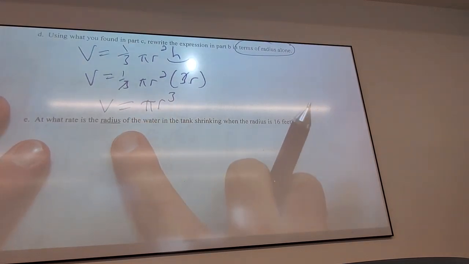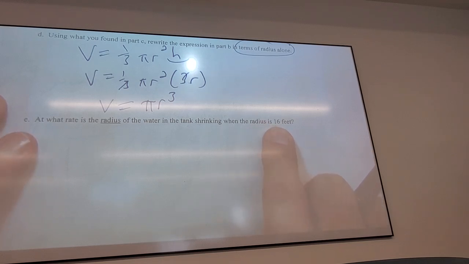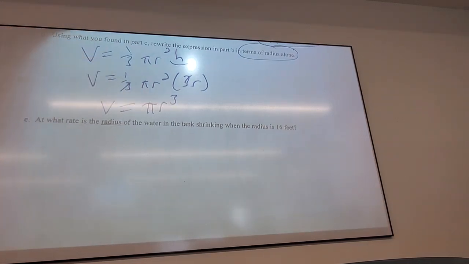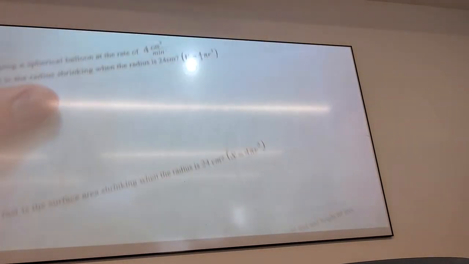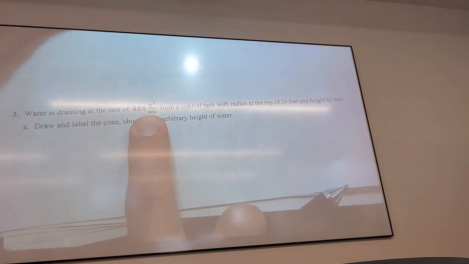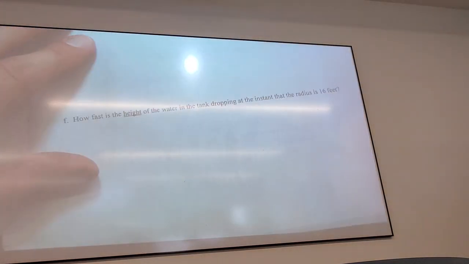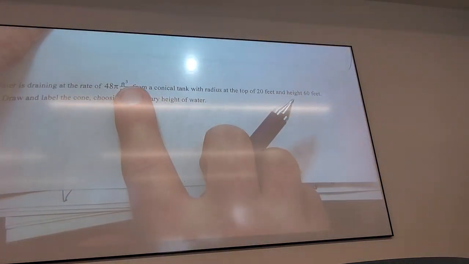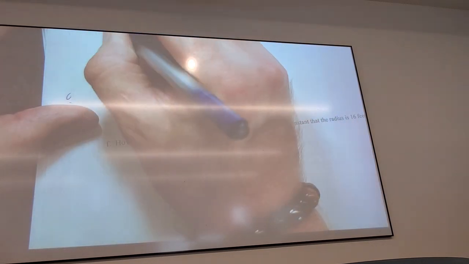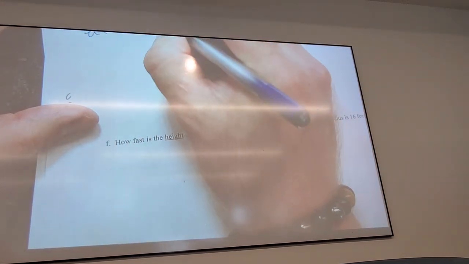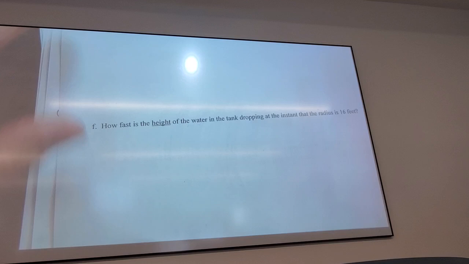At what rate is the radius shrinking when the radius is 16 feet? And by the way, what did I say at the very beginning of the problem that I haven't written down? So what is this in symbols? dv over dt. Careful, it's cubic. dv dt is 48 pi cubic feet per second. Did I remember that right? Yes, okay.